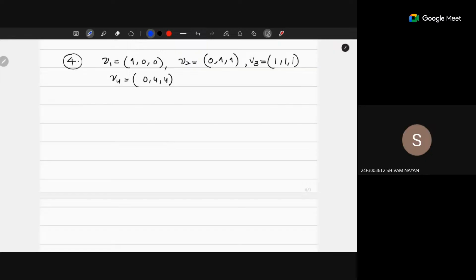Now we need to find out the basis. We need to find out the nullity of the matrix obtained by taking each vector as a row. So what I'm saying? First we consider the matrix. How do we get the matrix? By taking each vector as a row.